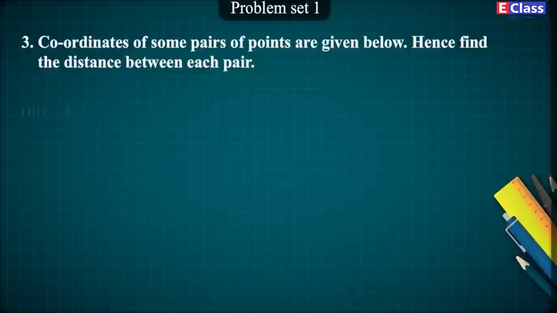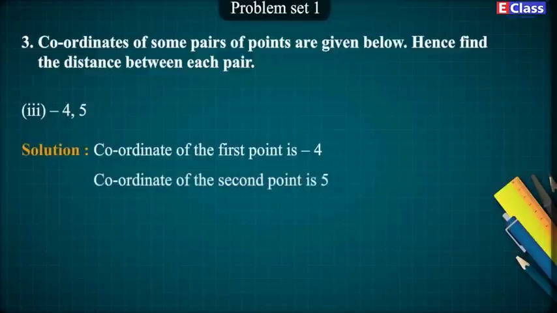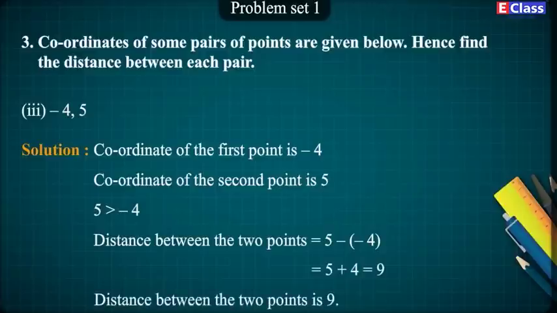3. Minus 4, 5. Solution. Coordinate of the first point is minus 4. Coordinate of the second point is 5. 5 is greater than minus 4. Distance between the 2 points is equal to 5 minus (minus 4), which is equal to 5 plus 4, which is equal to 9. Distance between the 2 points is 9.